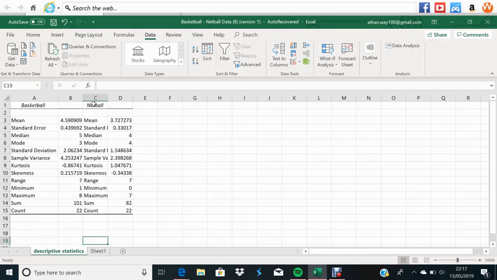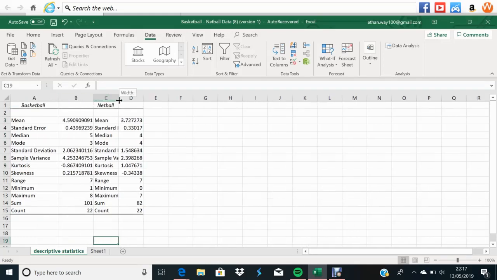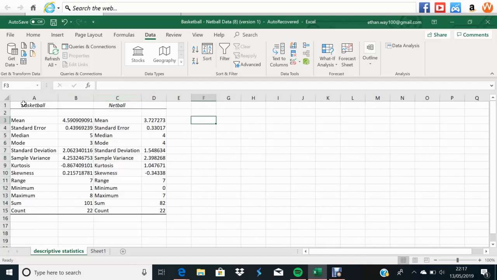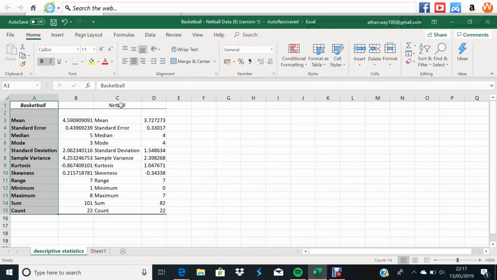It's a bit easy to see. I'll also make this bold. So just right off the bat, we can see that the mean is higher on the basketball than it is on the netball, which means that the average on the basketball was higher than netball. And if you also look at the sum, the basketball was 101 compared to the netball being 82. So more shots on basketball were converted than the netball.